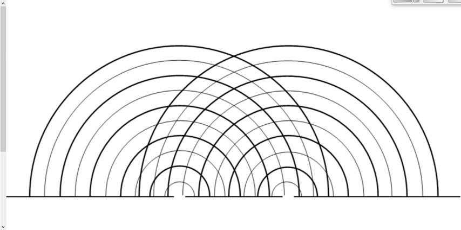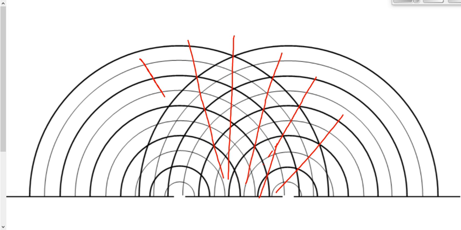Yesterday, we traced through all these. We saw that when we had a crest meeting a crest, we got a bigger crest. Trough meets a trough, we get a bigger trough. And the pattern that was formed ended up looking something like this. These lines of constructive interference, like this. But then we had these lines of destructive interference as well in between them.